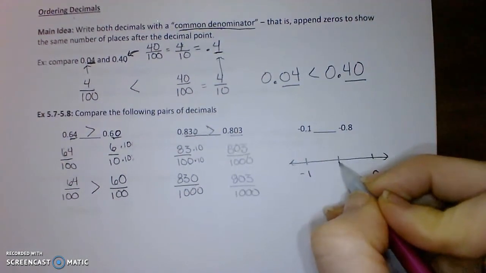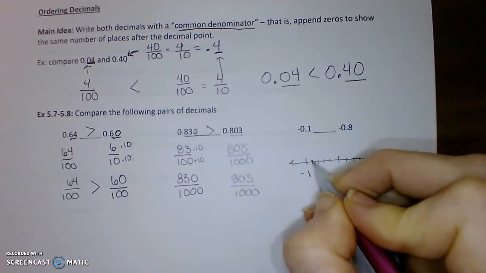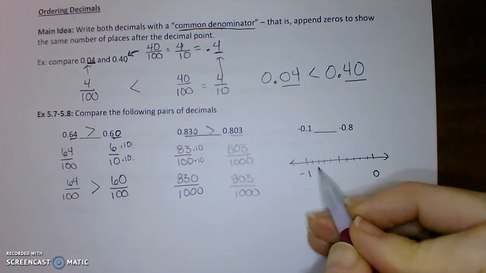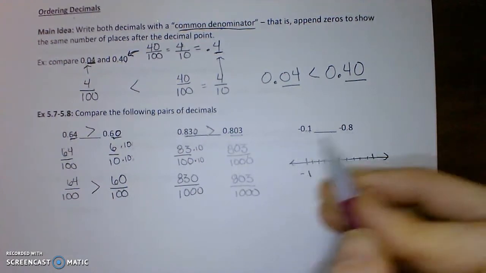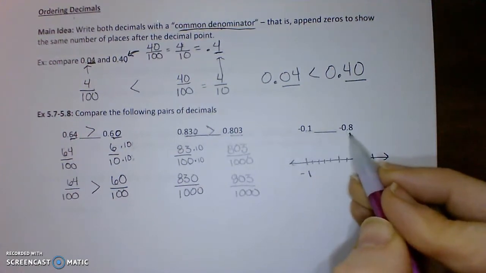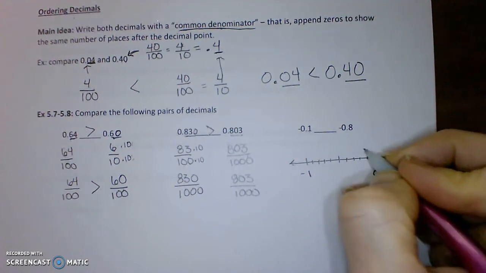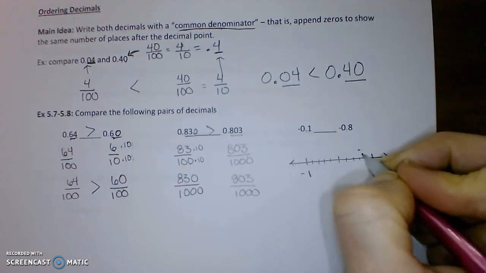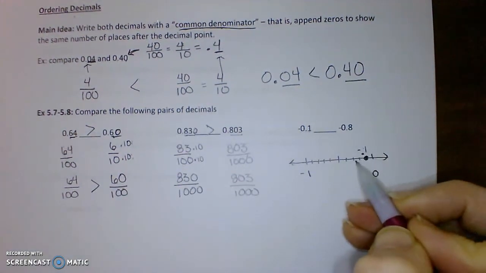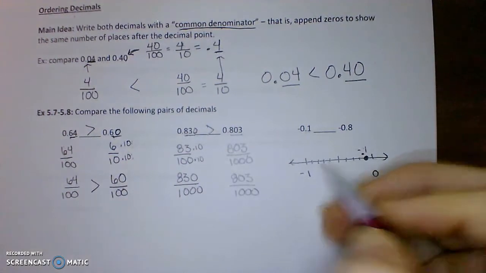And let's remember that we chop the number line up into 10 equal sized pieces because the denominator here is 10. Negative 0.1 is negative 1/10. Negative 0.8 is negative 8/10. So here is negative 0.1, right here. Negative 0.2, 3, 4, 5, 6, 7, 8. So here is negative 0.8.